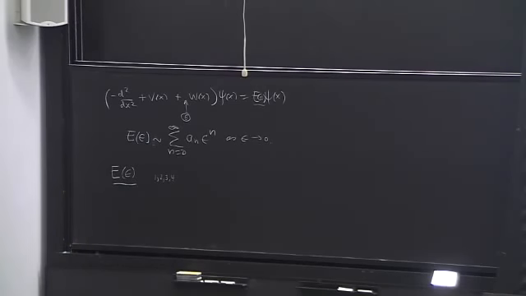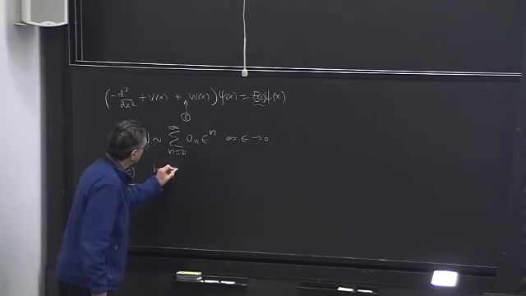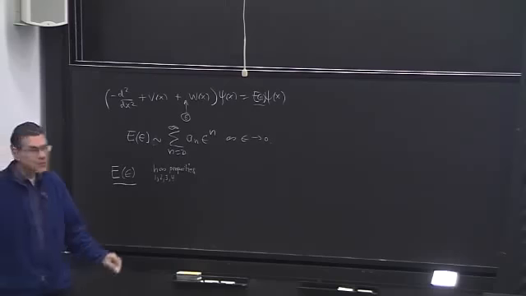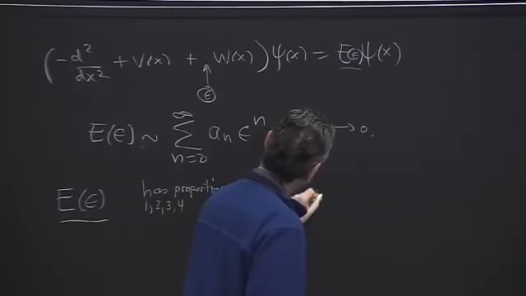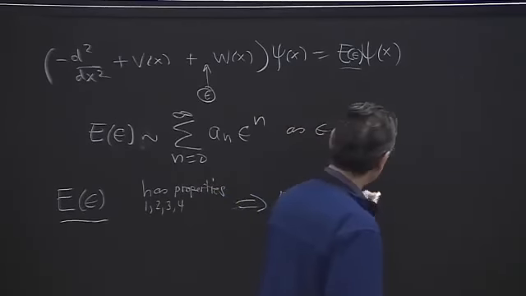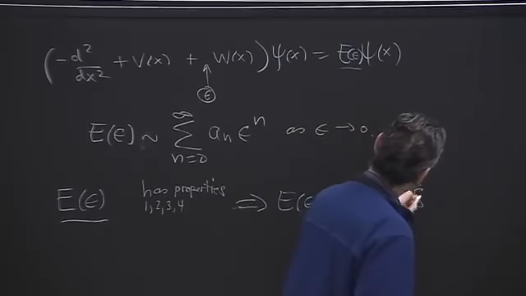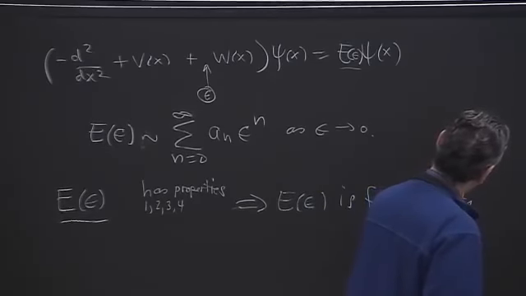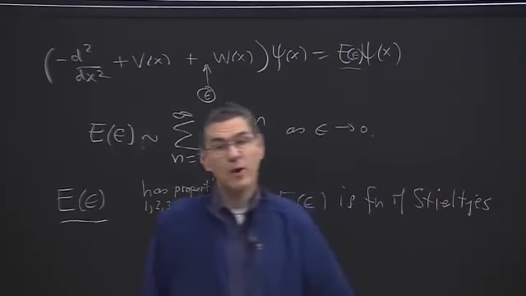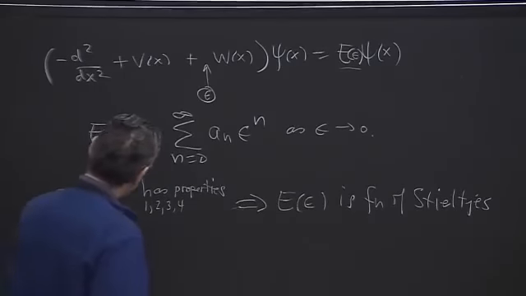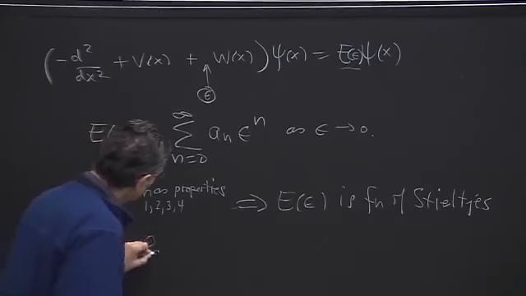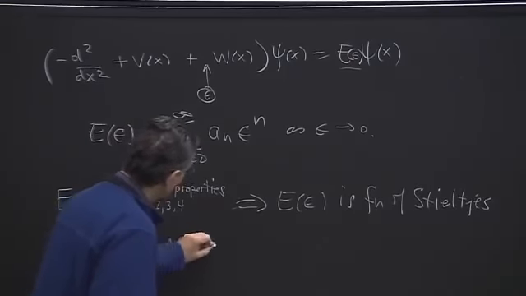So E of epsilon has properties 1, 2, 3, and 4, and this implies that E of epsilon is a function of Stieltjes. And now we're in great shape, because now that we know that it's a function of Stieltjes, this tells us that the Pades converge.